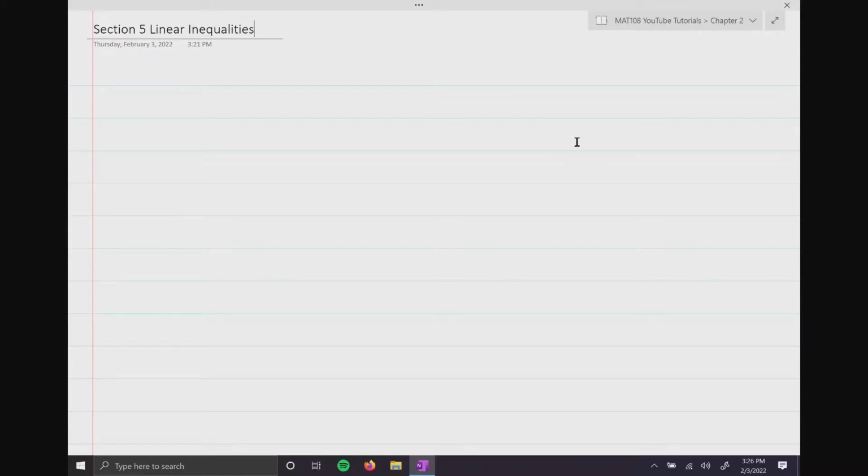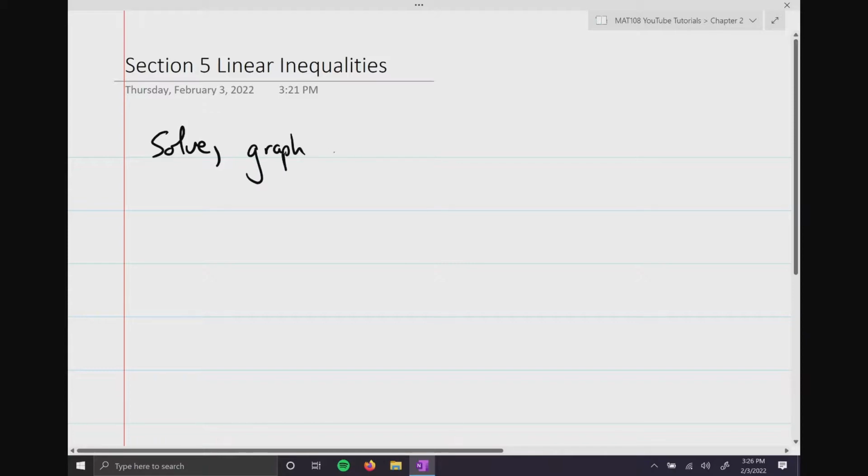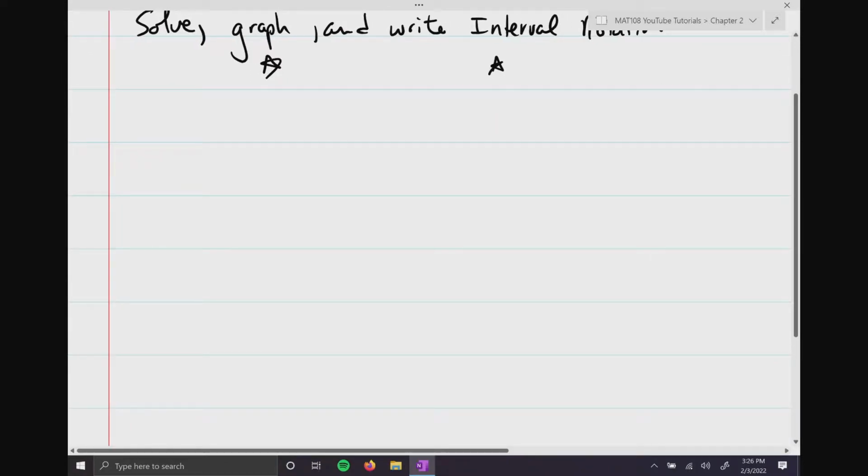All right, so in this section, we're going to be talking about linear inequalities. And what we're going to be doing is we'll do the 3 steps. We're going to solve, we will graph, and we will write the interval notation. Now, in order for us to do 2 out of these 3 things, in other words, in order for us to do the graphing and the interval notation, let's go ahead, let's review what our inequality symbols are.